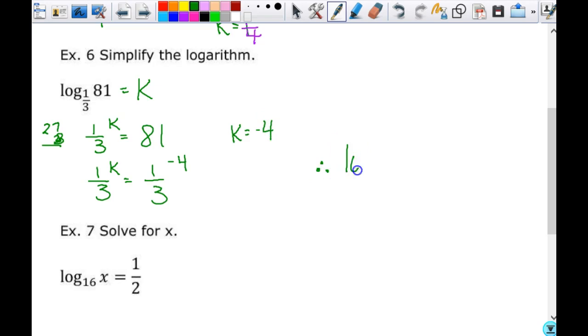Therefore, the log equals -4. Okay. So you can have a negative answer, but you can't take the log of a negative number, and you can't have a negative base. Right? Easy enough? We good?